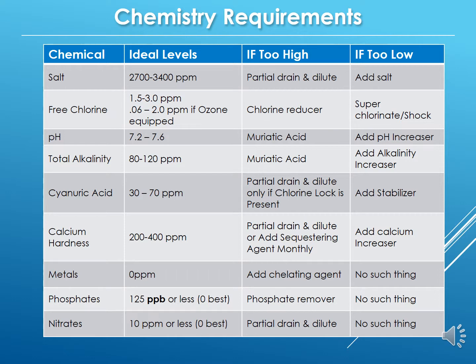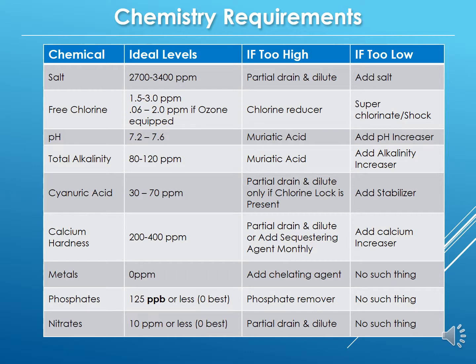Calcium hardness should be between 200 and 400 parts per million. If it's too high, you can partially drain some of the water if you're able to refill it from a source that contains less calcium, or add a sequestering agent monthly. If it's too low, add calcium increaser.